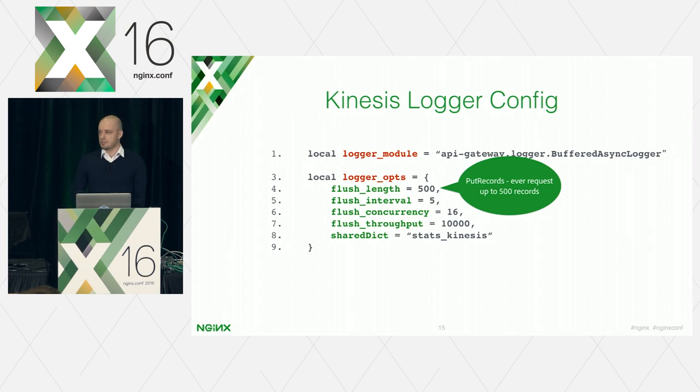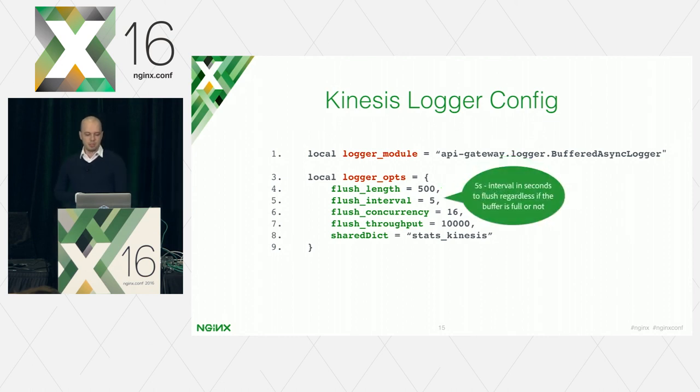The flush interval is 5 seconds, and what happens if, for example, you're in a region that doesn't send so many records and you don't hit that 500 all the time? In order to have a real-time application, you still want to send the records after an interval of time. So that's important for your real-time stream.